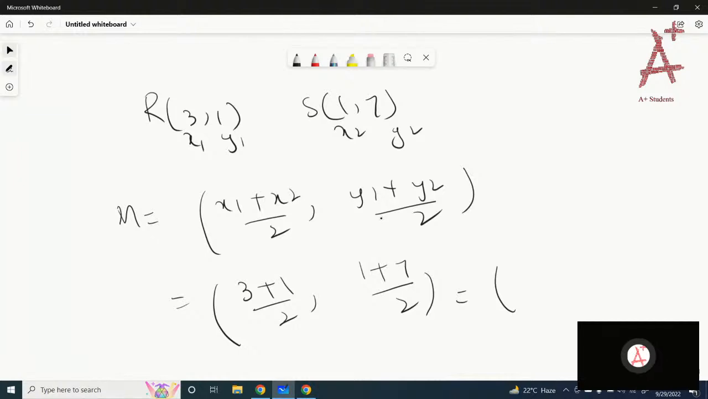So 3 plus 1 is 4 over 2, and 7 plus 1 is 8 over 2. So when you divide them, the coordinates are 2 and 4. Got it? So select the correct option and click on the OK button.